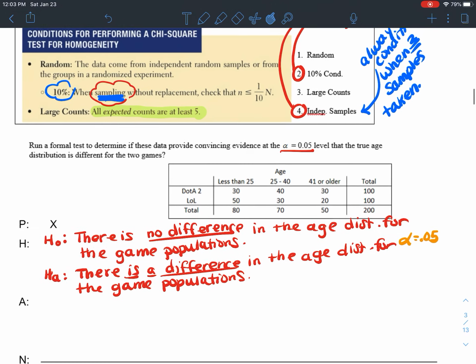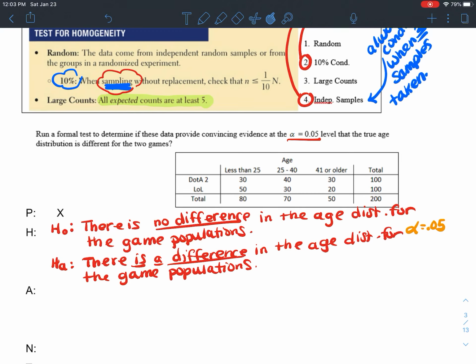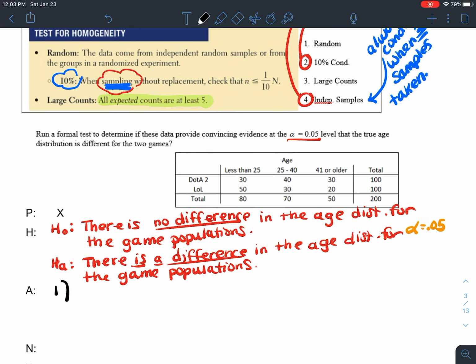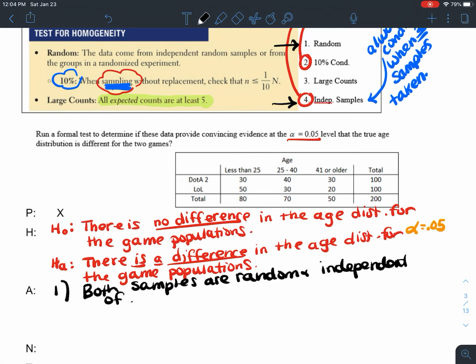Now, this particular problem is not referencing this being an experiment, so we should have these 4 conditions we would need to list. When I list them, I like to package together in one statement and say that both samples were taken randomly and independently of each other. That way we're getting both this first condition and this last condition all in one statement. So I'm going to say both samples are random and independent of each other.